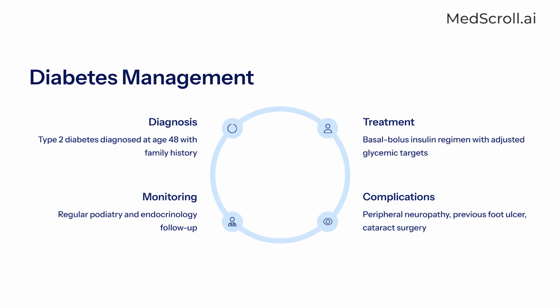Diagnosed at age 48, his diabetes has contributed significantly to his renal disease. There is a family history of diabetes in his brother. Mr. Black is on a basal bolus insulin regimen with insulin glargine 32 units at night and insulin aspart 3 times daily with meals. His glycemic targets are adjusted for his ESKD status, aiming for an HbA1c between 7% and 7.5% to balance risks of hypoglycemia and vascular complications.